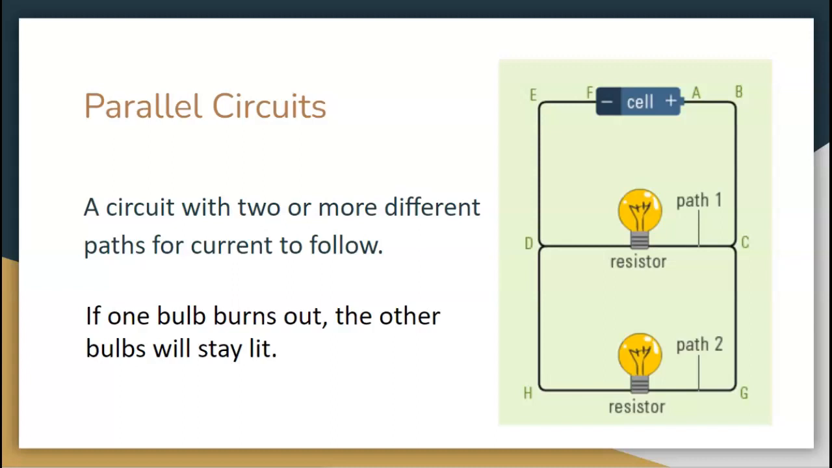A parallel circuit is a circuit with two or more different paths for the current to follow. If this is like a neighborhood and you're driving around, all right, I can go down that and get back to where I started, or I can go down this path to get where I started. If this bulb burns out and the electricity can't get through the middle, it can still go around the outside and this bulb will stay lit.